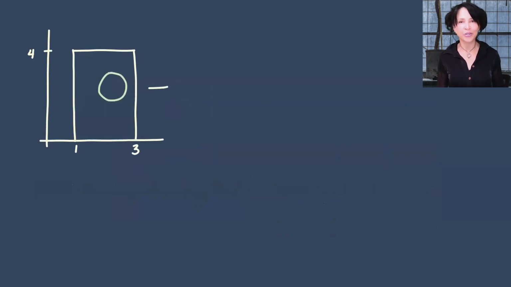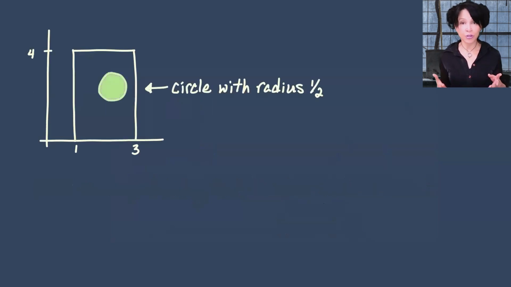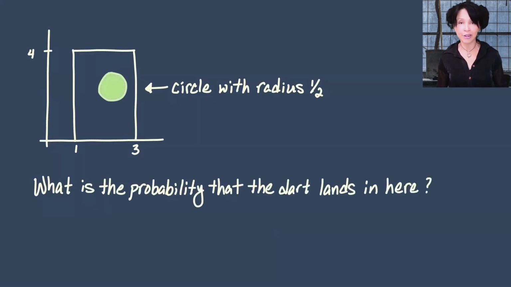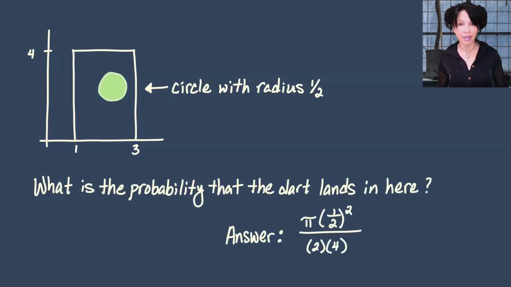Let's do something just a little more interesting. Here I've drawn a circle with radius 1/2. I don't know exactly where the center point is, but it's such that the circle is completely contained in the dartboard. Now throw a dart at random or uniformly at the rectangle. What is the probability it hits the circle or lands in here? The answer is the relative area versus the total area of the rectangle, which is pi times 1/2 squared divided by 2 times 4. Again, this is throwing darts uniformly or at random at the rectangle.